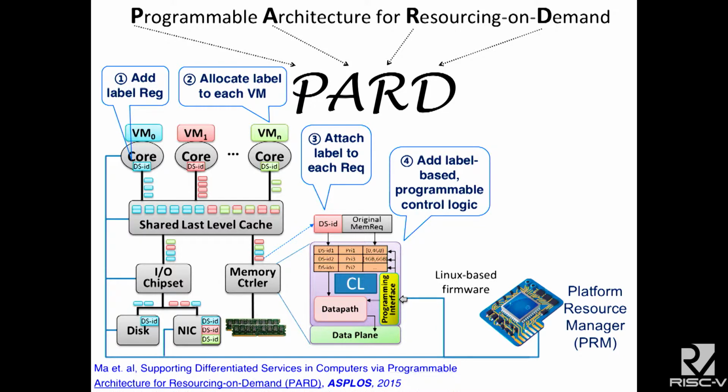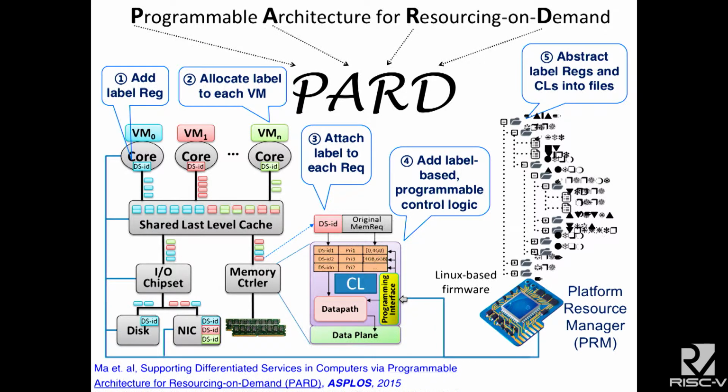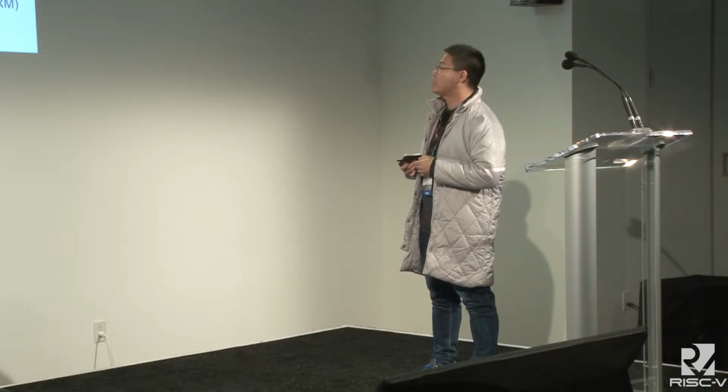And finally, to manage the label registers and the control logic, we add a new module called a Platform Resource Manager, or PRM for short. PRM is a Linux-based firmware, and to manage them in a unified way, we abstract the label register and the control logic into files. After that, PRM can access them by file operations.